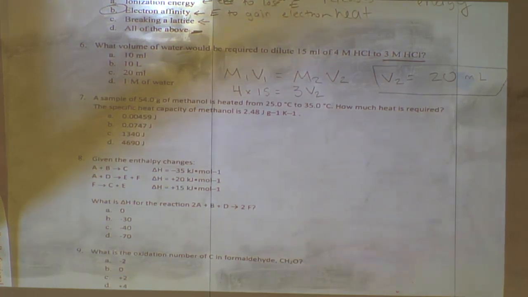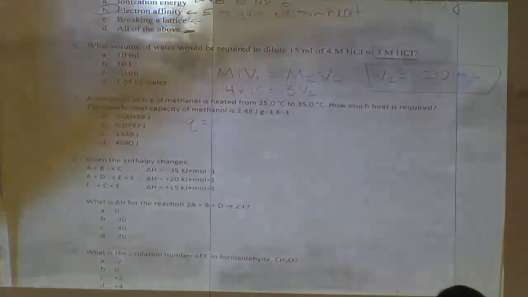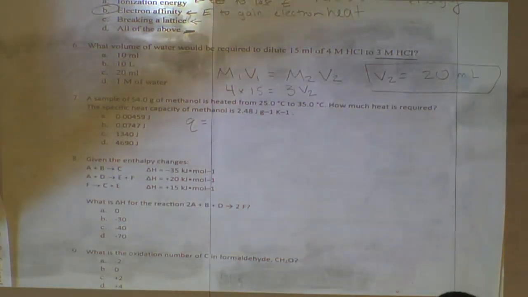Looking at number 7, a sample of 54 grams is heated from one temperature to another. How much heat is required? What's the symbol for heat? Not delta, but Q. I know those all kind of meld together. That's from back in Chem 1A. We know Q is heat. Now, what is the formula for Q?